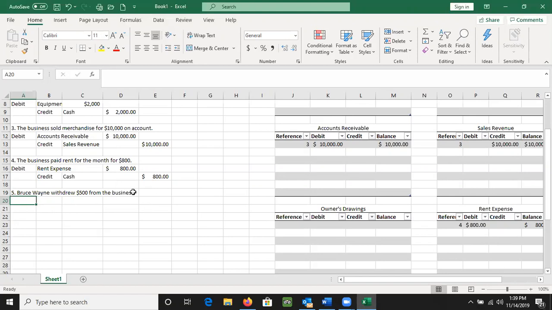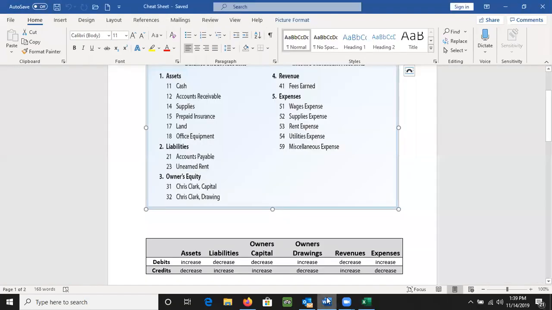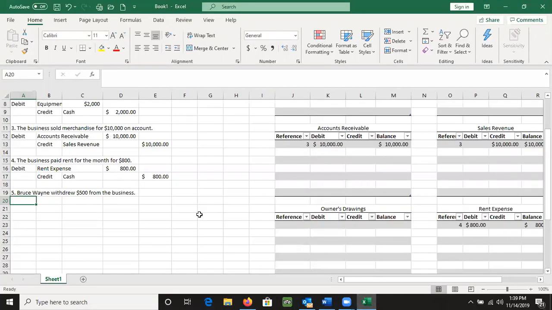The account, when an owner withdraws money, is called owner's drawings. Every time an owner withdraws money, this owner's drawing account is increasing. So owner's drawings increase with the debit. So we're going to go debit, owner's drawings, 500, and we're going to credit cash. Cash is going down. It's leaving the business. So cash is decreasing. All right.